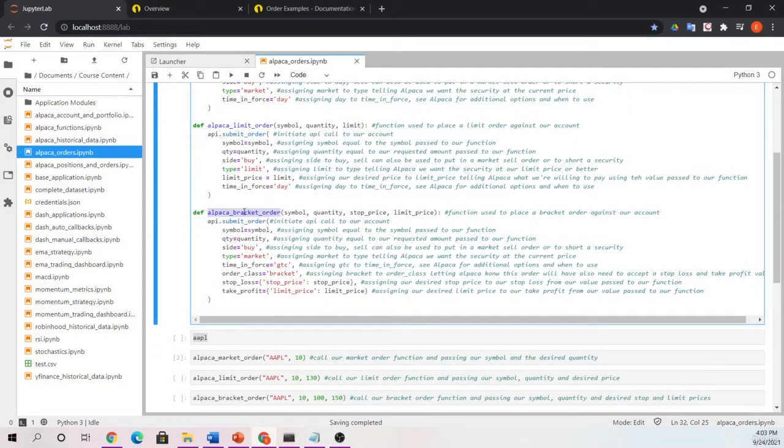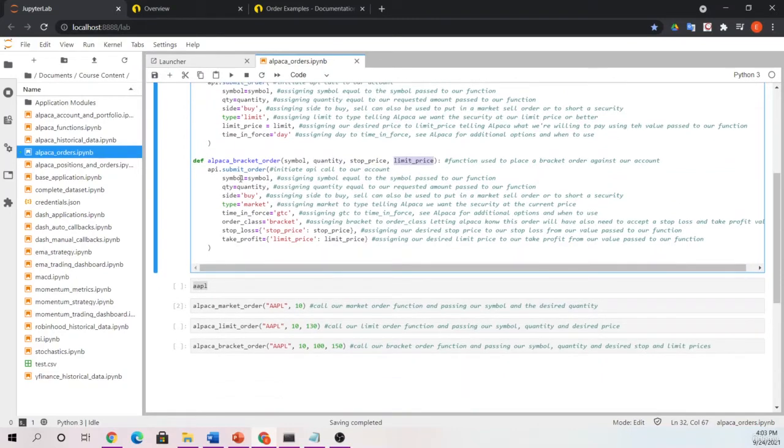And then lastly, my personal favorite is the bracket order. So I'm going to pass it a symbol, a quantity, a stop price, and a limit price. I'm going to assign a symbol, quantity, the side is going to be buy, it's going to be a market order, good until closed, but I'm also going to pass it an order class of bracket, letting it know that I want it to accept additional items and not just a limit price or a stop price for a stop order. So I'm going to tell it I want two additional things. I want to set a stop loss value, which is going to be equal to my stop price, and I also want to set a take profit value, which is going to be equal to the other side.